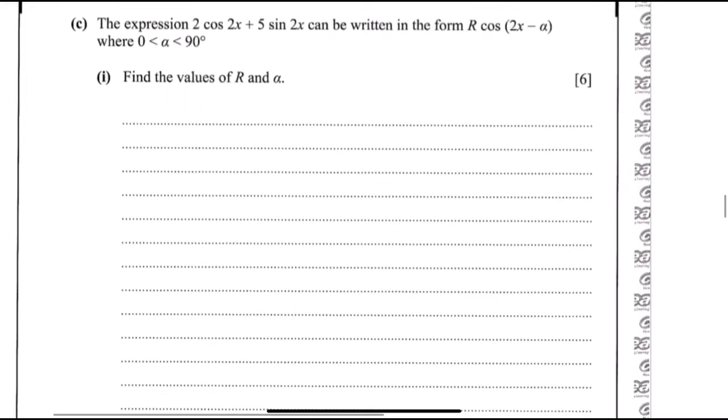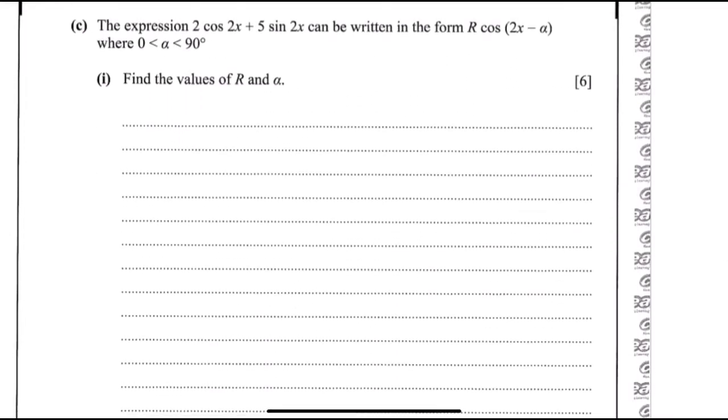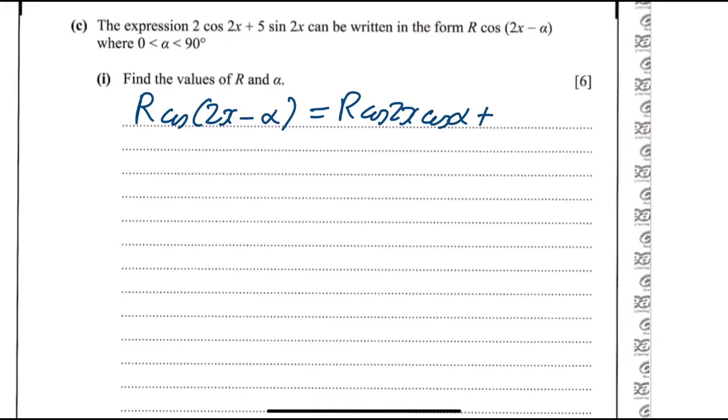Okay, auxiliary angles here. It says the expression 2 cos 2x plus 5 sine 2x can be written in the form r cos(2x minus alpha). They give it to you, so just expand that. We've got to find the values of r and alpha. So we look at r cos(2x minus alpha). Do that out. It's going to be r cos 2x cos alpha plus r sine 2x sine alpha. I've squeezed that in there, apologies.